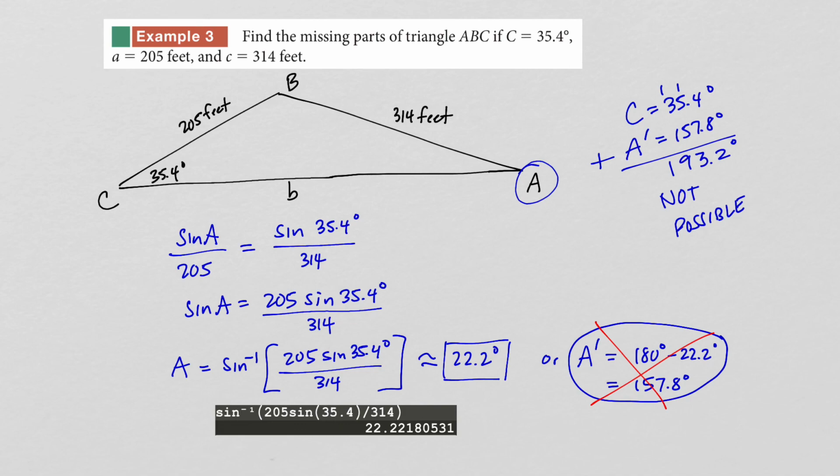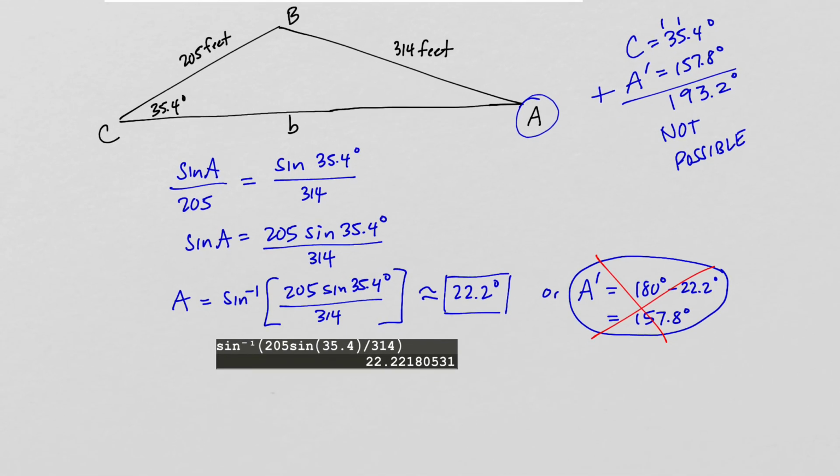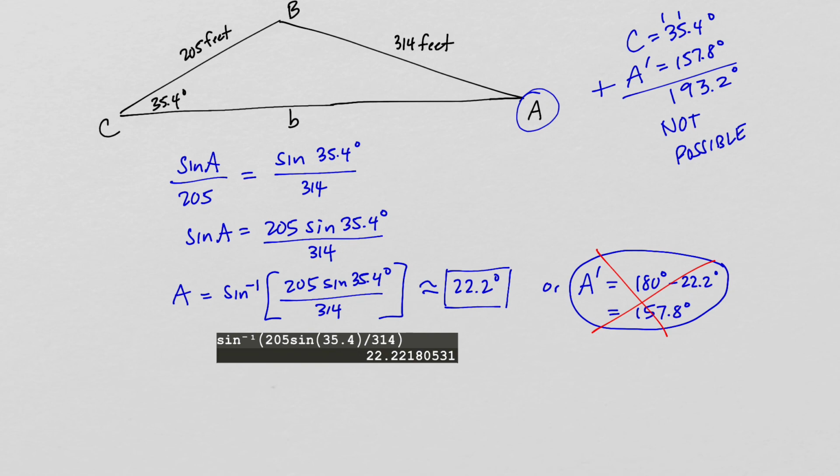So in a way, that's kind of good news because that means you only have to solve for one solution. So again, now we have angle A is 22.2 degrees. Now we can find angle B. Angle B will be 180 minus the given angle, which is 35.4 degrees, minus angle A that we just found, which is 22.2 degrees. And if you do the math there, you get 122.4 degrees. So that is angle B.